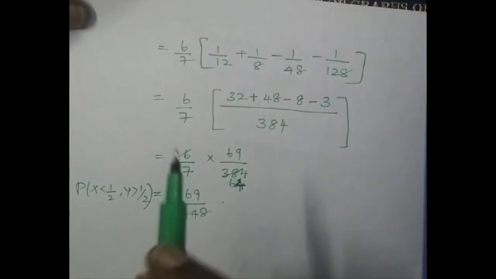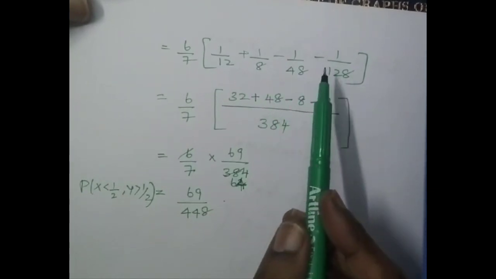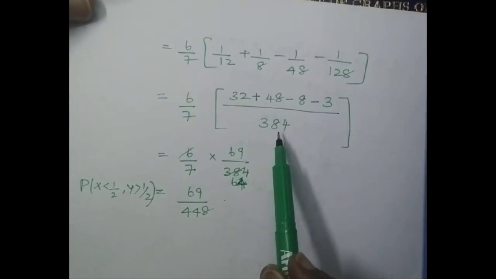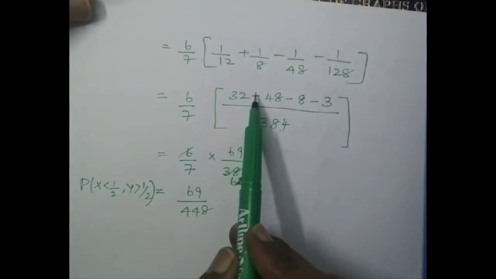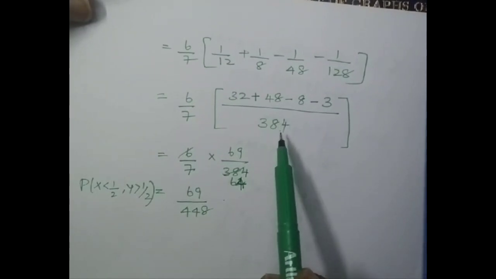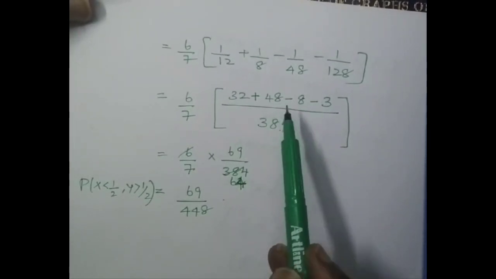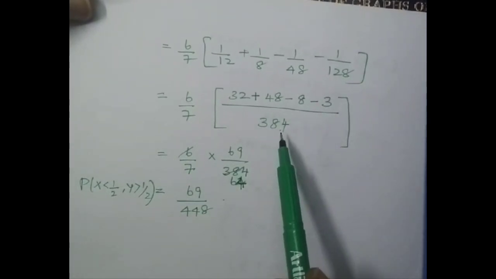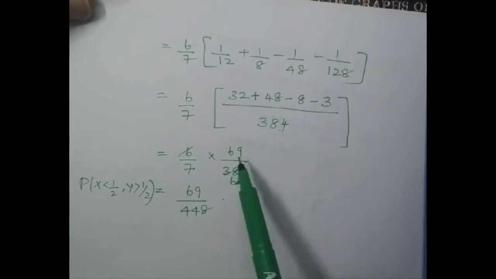So this has to be simplified. So it is 6 by 7 into 1 by 12 plus 1 by 8 minus 1 by 48 minus 1 by 128. The LCM is 384. 12 goes 32 times in 384. So it is 32, plus 8 goes 48 times in 384, so plus 48, minus 48 goes 8 times in 384, so minus 8, minus 128 goes 3 times in 384, so minus 3. So 32 plus 48 minus 8 minus 3 becomes 69.